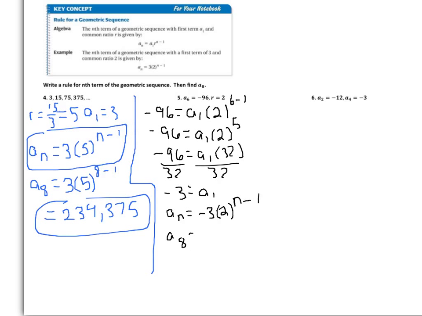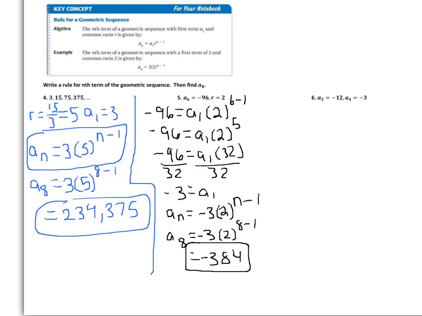Our 8th term: negative 3 times 2 to the 8 minus 1, negative 3 times 2 to the 7th, negative 384. Okay? So, for this one, okay. Alright, so this one, there's more work. It's not difficult work, there's just more.